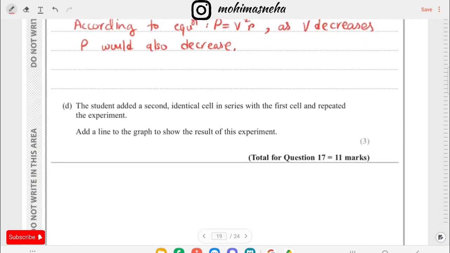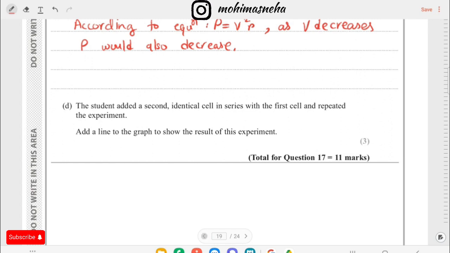Then we move on to the last question, where the student added a second identical cell in series with the first cell and repeated the entire experiment. We need to add to the line and show the result of this experiment.